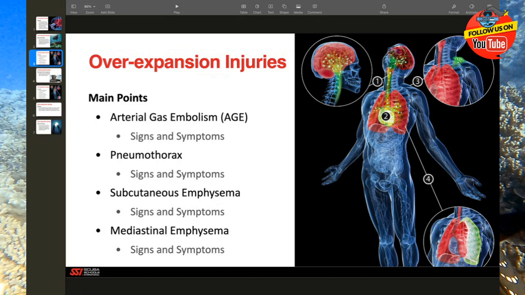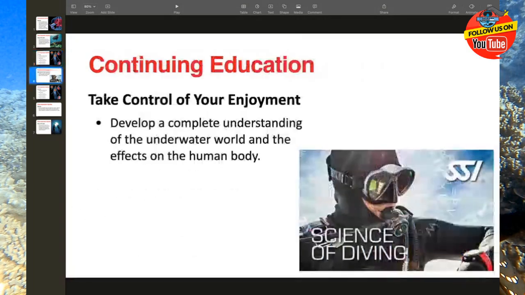So first aid treatment, there are 4 steps that we want to do. We want to treat for shock. We want to administer oxygen if we're qualified for it. We want to stand by to do CPR if needed. And then we want to make sure that we contact medical personnel and get the diver to a recompression chamber as quickly as possible.